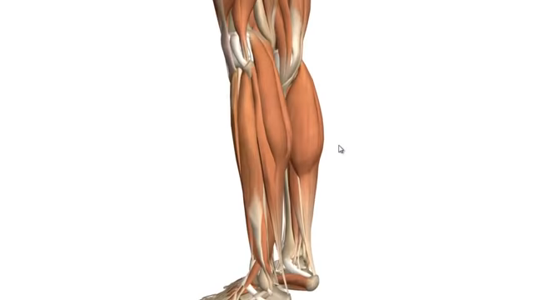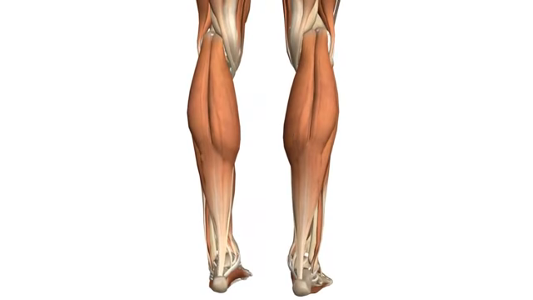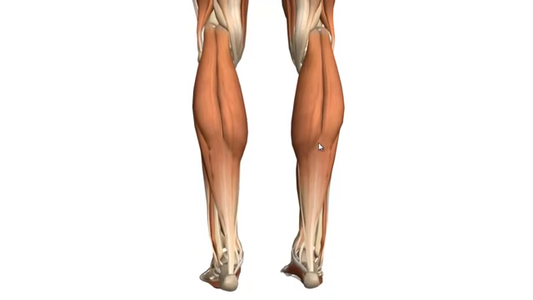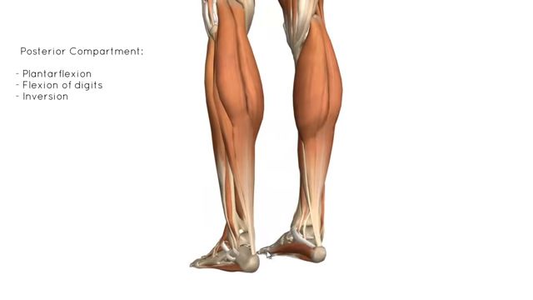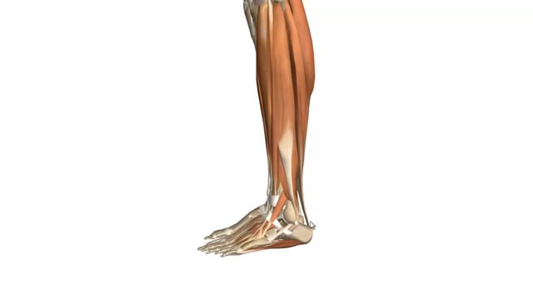Just like my tutorials on the thigh and the upper limb, the muscles of the leg can be broken down into compartments, and these compartments are separated by intermuscular septa and the interosseous membrane between the tibia and the fibula. The muscles of the posterior compartment mainly act to plantarflex the foot, flex the digits, and invert the foot. Plantarflexion is when you get up on your tiptoes, basically.